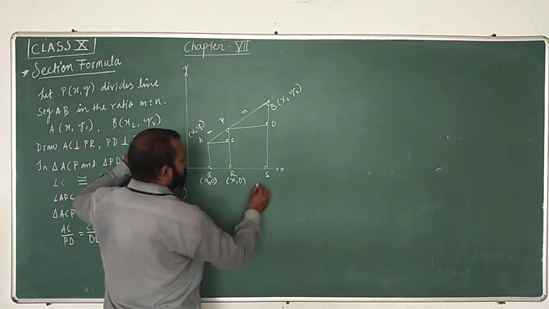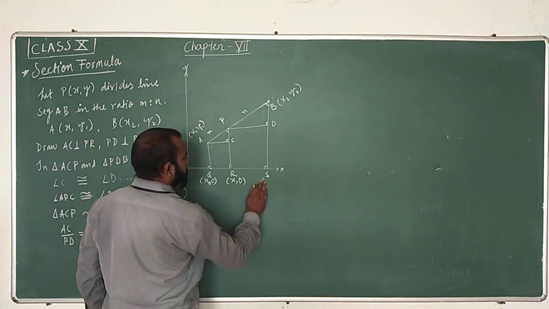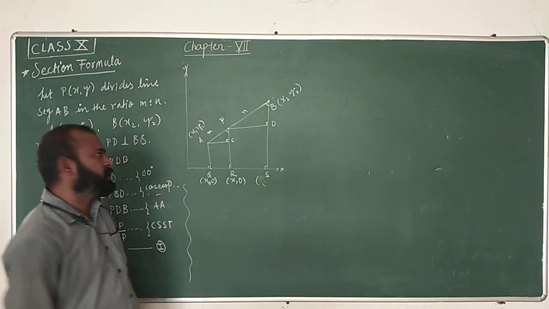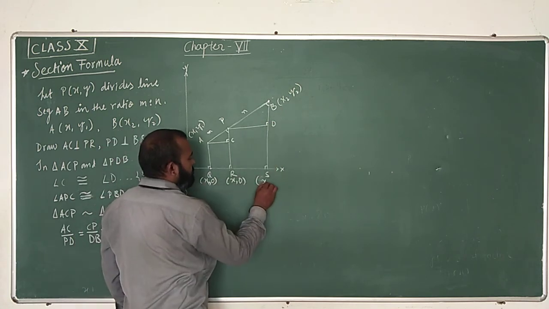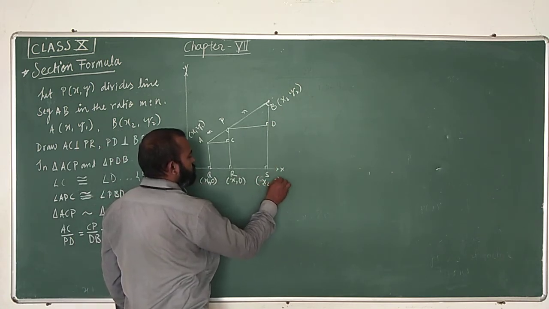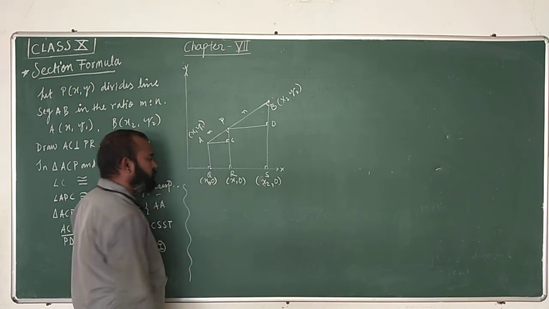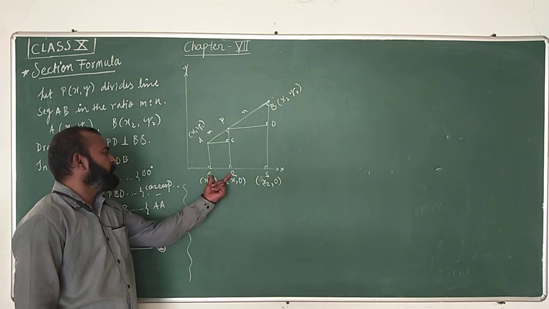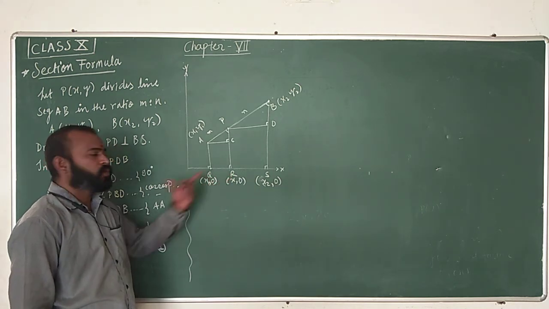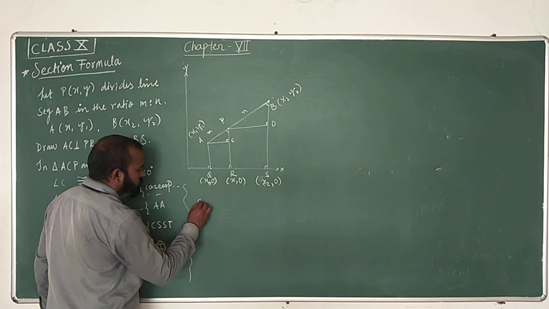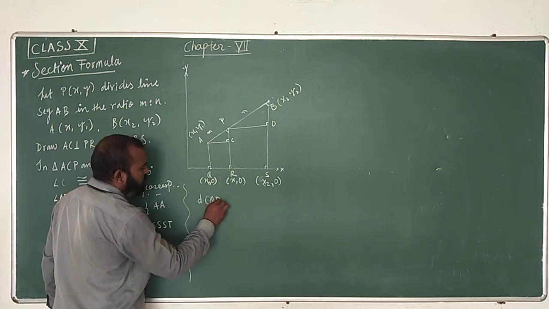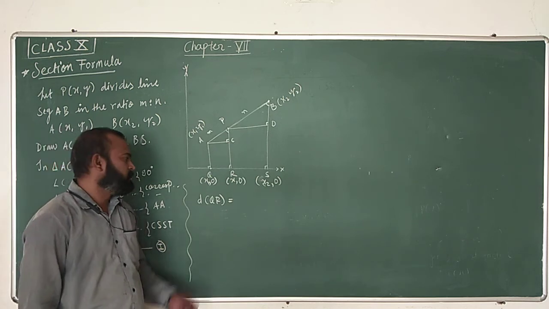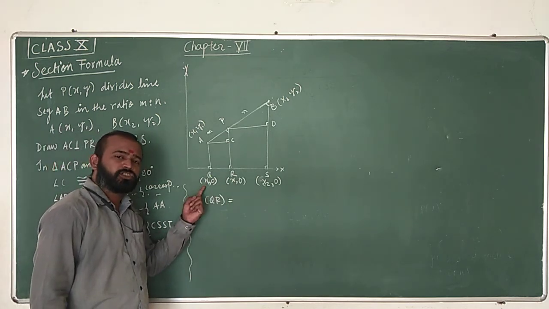x1, 0. What can we write about S? S is also lying on the x-axis, so y coordinate will be 0. So x2, 0. So these are the coordinates of Q, R, and S. Now, if we are told to find the distance QR, what will be distance QR? Now you know how to find the distance: larger coordinate minus smaller coordinate.